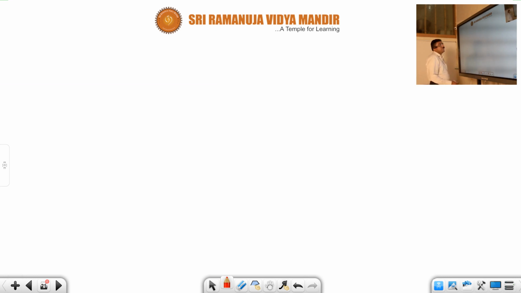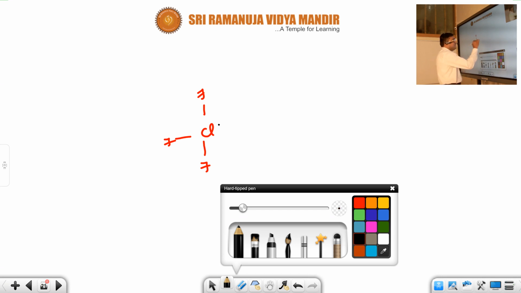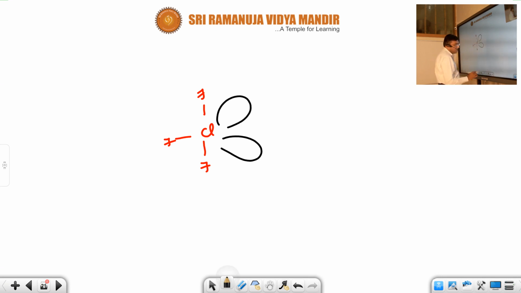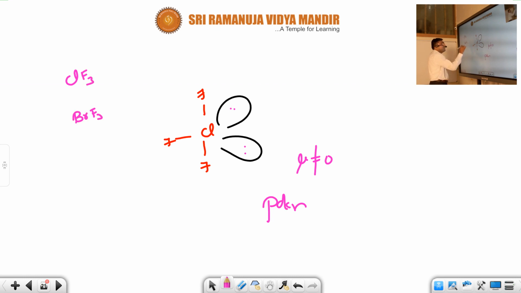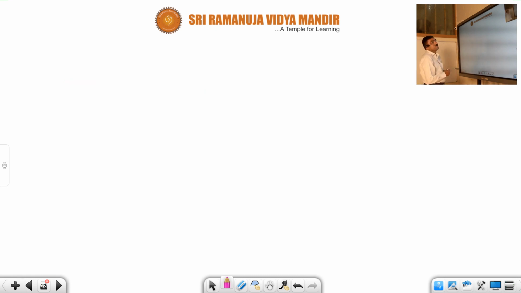Similarly, let us take another example like ClF3. In ClF3 or BrF3, there are two lone pairs. And naturally, this is also a polar system. So ClF3, BrF3, IF3, these are all polar systems. Do you agree or not? Polar system. Now let us take the next case.